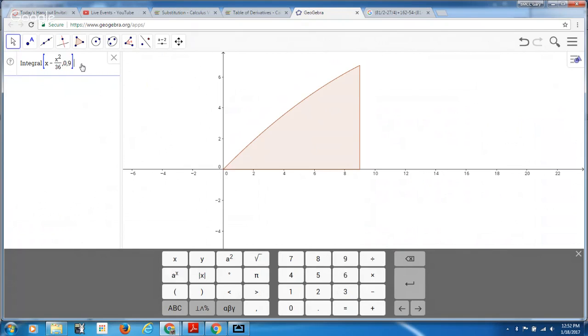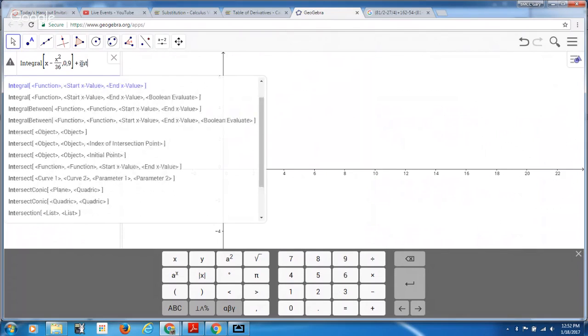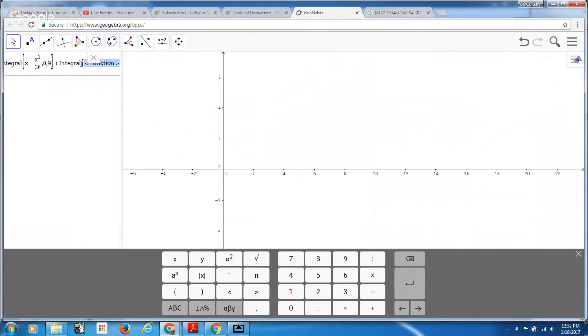All right, and then I want to add on to that another integral. It's all in one line. And here the function is instead 9 minus x squared divided by 36, starting at 9 and ending at, oops, that's in the wrong spot. Get out of there. There we go, starting at 9 and ending at 18. And let's go with enter. And GeoGebra agrees that 67.5 is the answer.